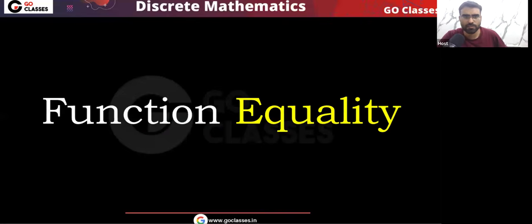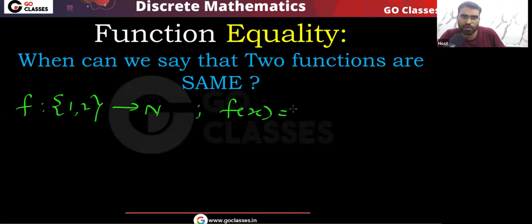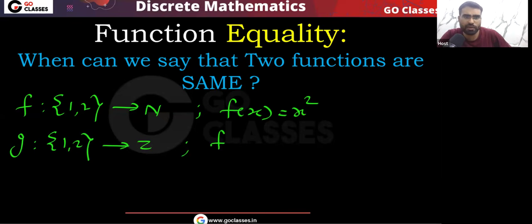Okay, now let's move on. Now let's see function equality. When can I say two functions are equal? When can we say that two functions are same? Let me give you one example. Consider this function from set {1, 2} to the set of natural numbers, and I am saying that f of x is equal to x square. Another function g I am giving you, from {1, 2} to integers, and I am saying g of x equals x square.